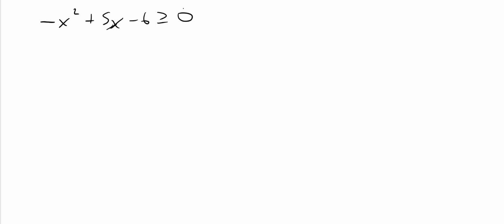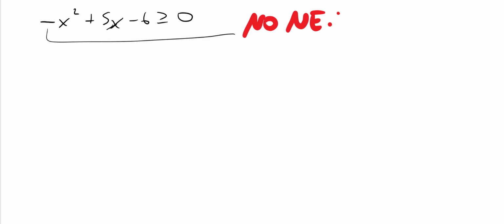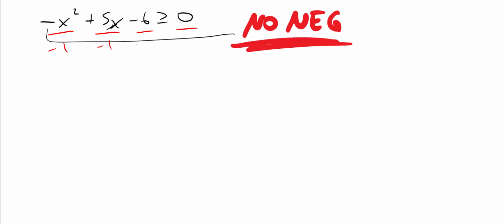All right, so the very first thing is you got to look at this and you got to say, oh wait, you cannot have negatives. Okay, so no negatives. It's huge. You can't factor it. You have to get rid of the negative. So what I'm going to do is I'm going to divide each term by -1. That gives me x squared minus 5x plus 6.